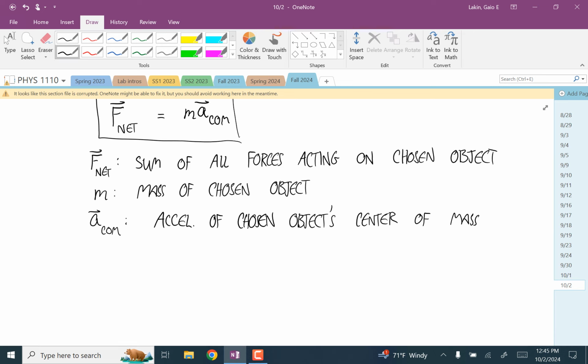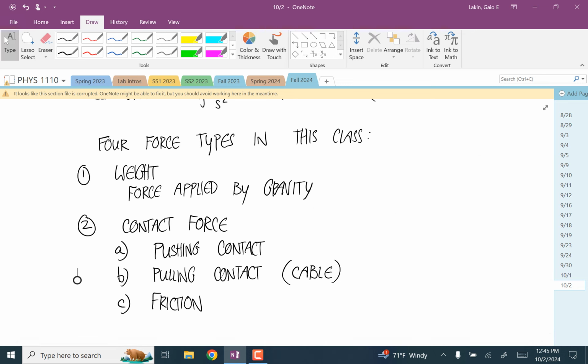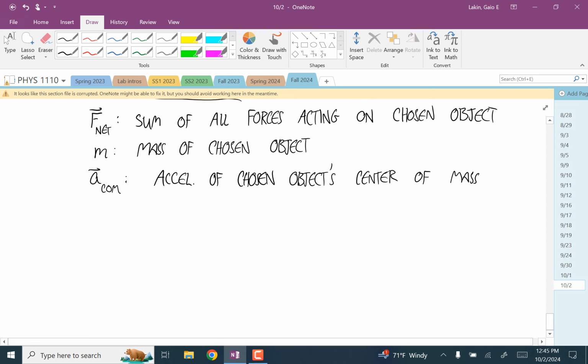And so the next thing I'm going to do is use this equation. So we have these 4 force types that we have to figure out how to deal with. The first one we're going to go into is the weight. So how do you know an object's weight? And we're actually going to figure this out from Newton's second law. Okay?